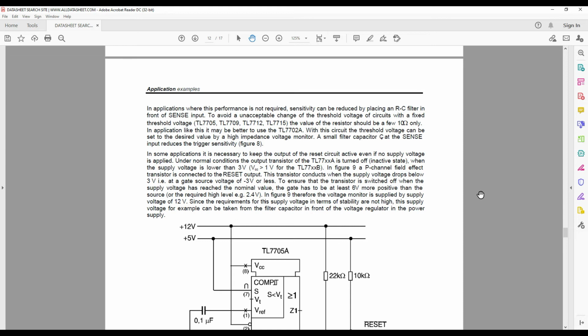Since the requirements for the supply voltage in terms of stability are not high, this supply voltage, for example, can be taken from the filter capacitor in front of the voltage regulator in the power supply.